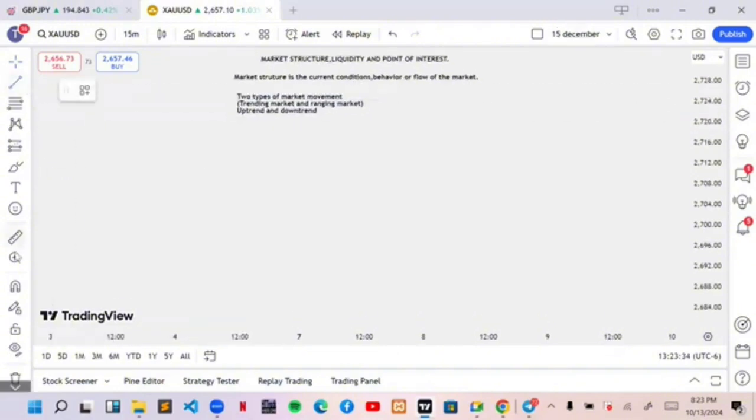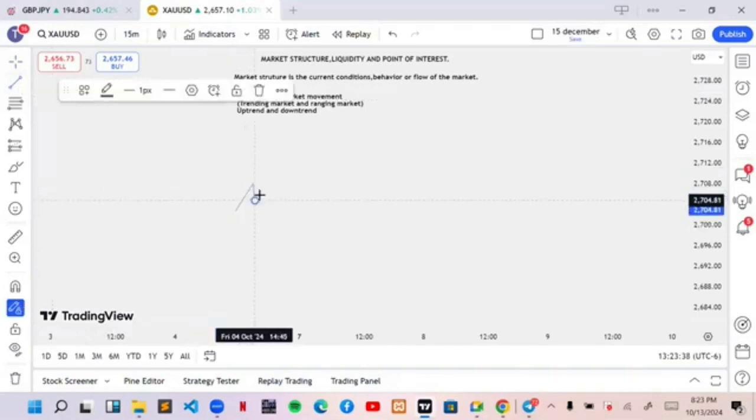That is something like this. This is what signifies an uptrend. Higher highs and higher lows. So this is what an uptrend is.